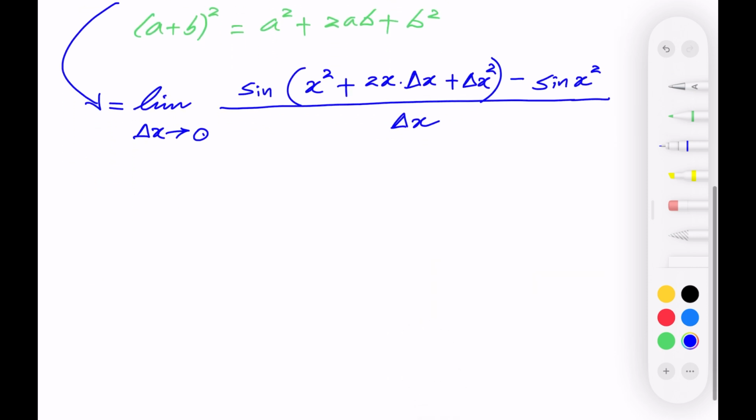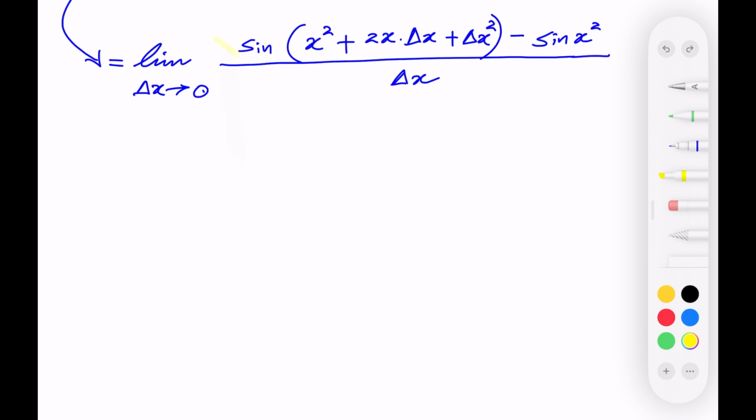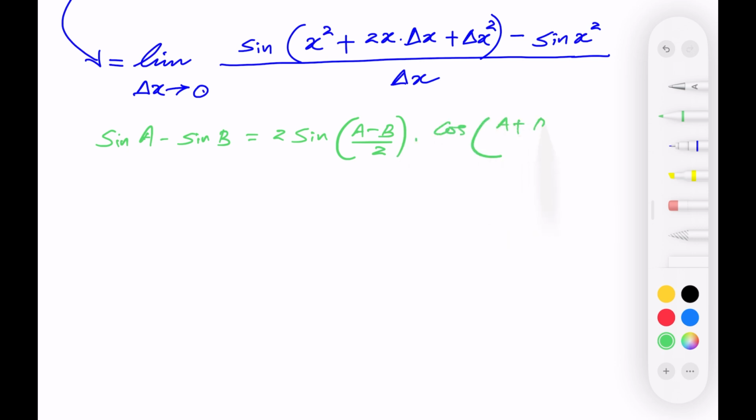Now we need to do further simplifications. We have to obtain the difference of two sine terms. For that, we can use the sine a minus sine b identity from trig. We know that sine a minus sine b is equal to 2 sine of (a minus b) over 2 times cosine of (a plus b) over 2. With a equals all of this part and b equals x squared, we can apply the sine a minus sine b identity in order to simplify the numerator of that limit problem.